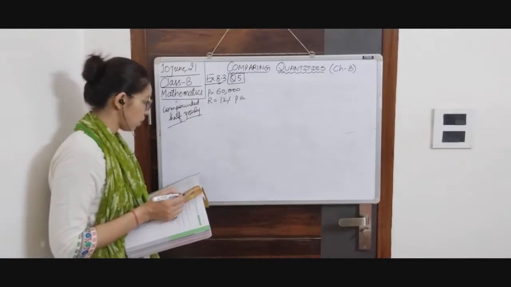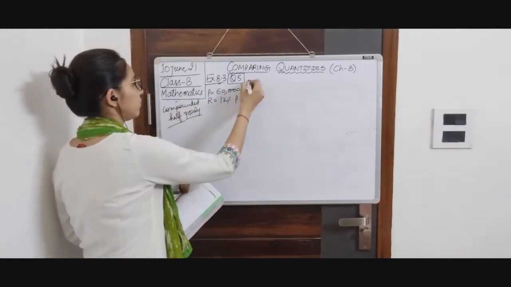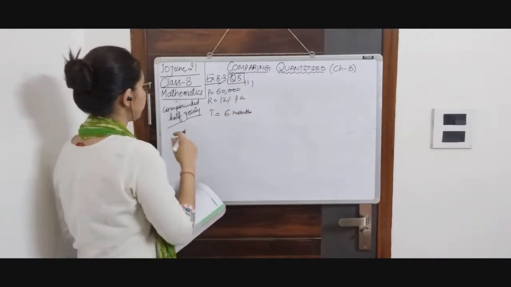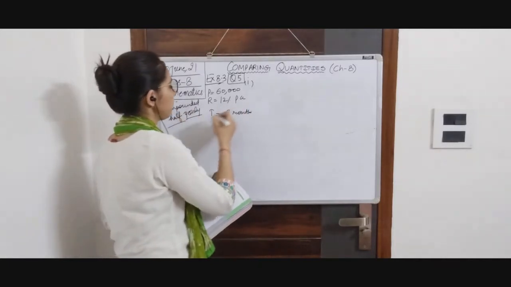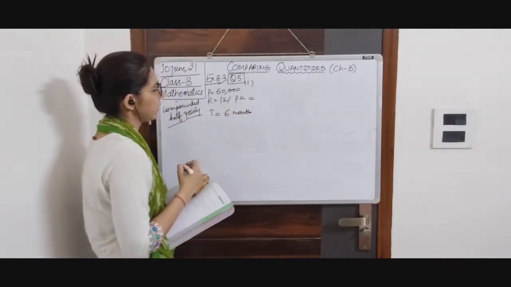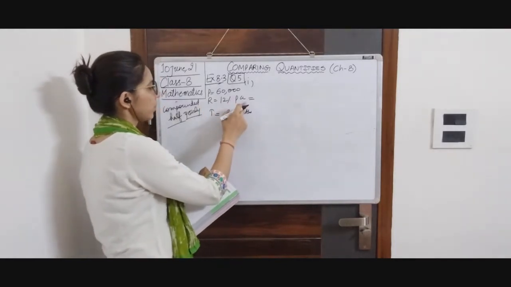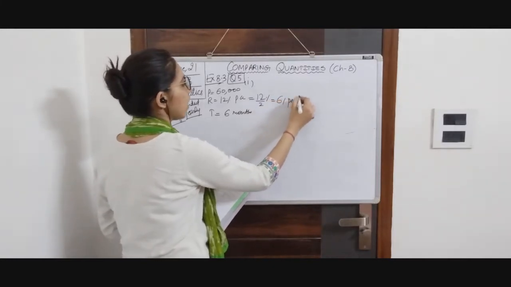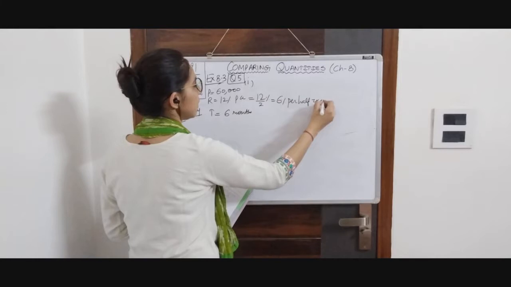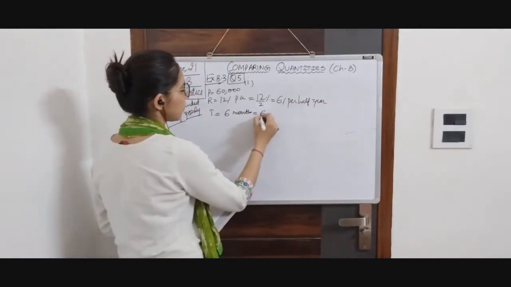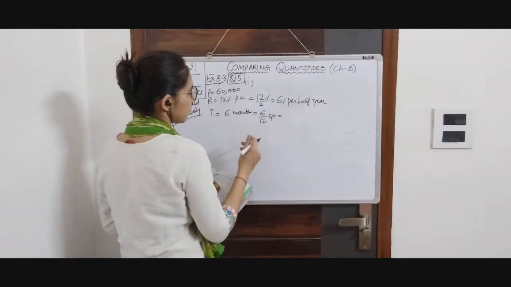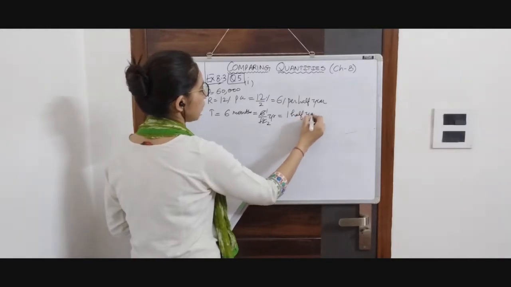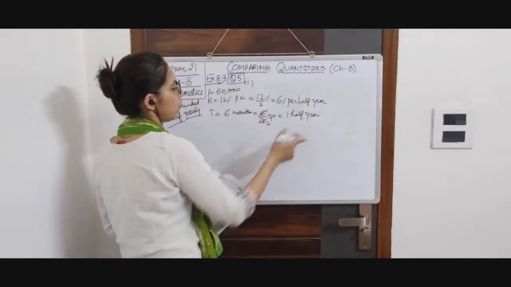First part. In the first part, time is 6 months. We will convert R and T into half years. We know that for converting R into half years, we divide the rate by 2, that is 6% per half year. 6 months means 6 by 12 year, that is 1 by 2 year, or you can directly use 6 months is equal to 1/2 year.